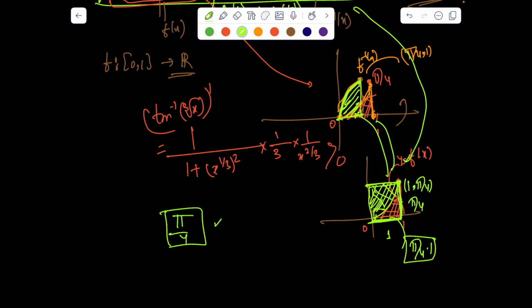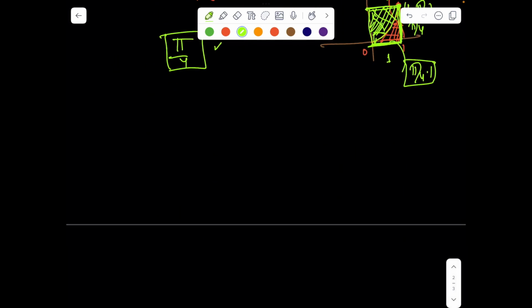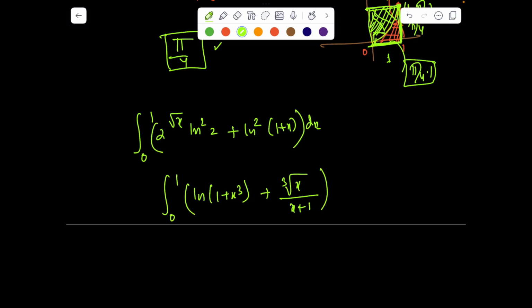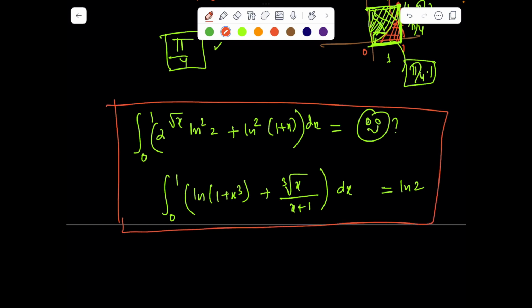You must have noticed how nicely we have manipulated these questions and converted this into a geometrical problem. Actually, you can try the next problem by yourself. It's the integral from 0 to 1 of 2 to the power root x, plus ln squared (1 plus x) dx, in the similar fashion, x by x plus 1 dx. And the answer that you are going to get is ln 2, and this is left as an exercise for you.